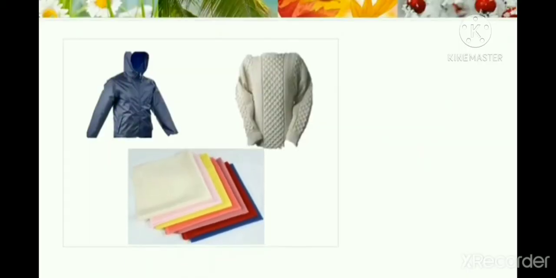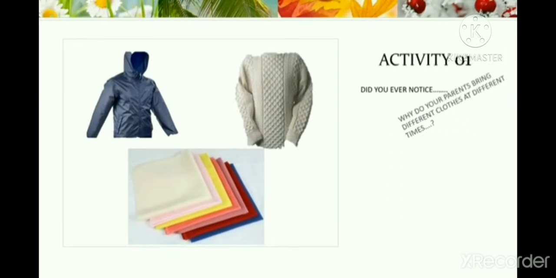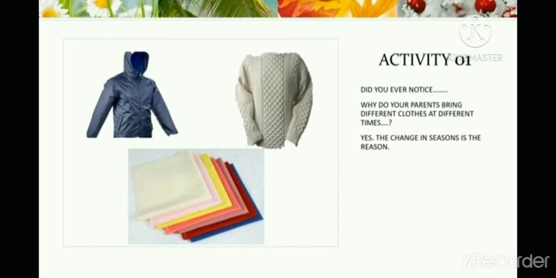Different types of clothes are shown here. Have you ever noticed why you wear different types of clothes throughout the year? The reason is the changing season. How many seasons do you notice in your area or our country? Yes, that is summer, winter and monsoon.